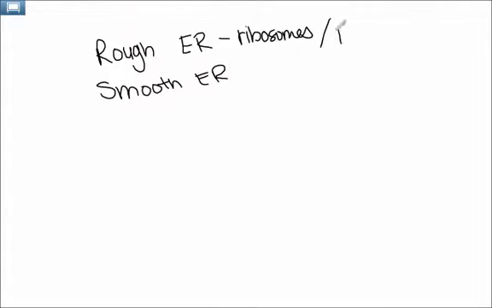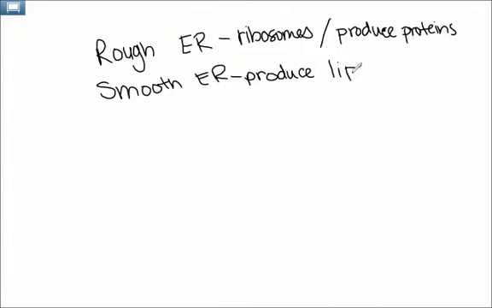So since it has ribosomes, it produces proteins. Smooth ER has no ribosomes. What do they produce? Lipids.